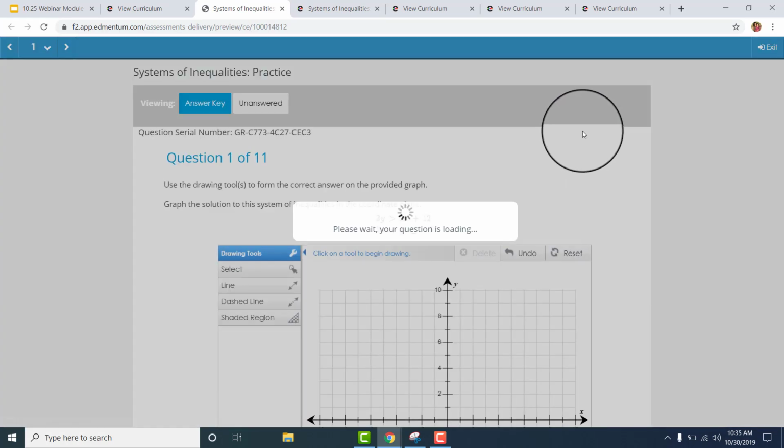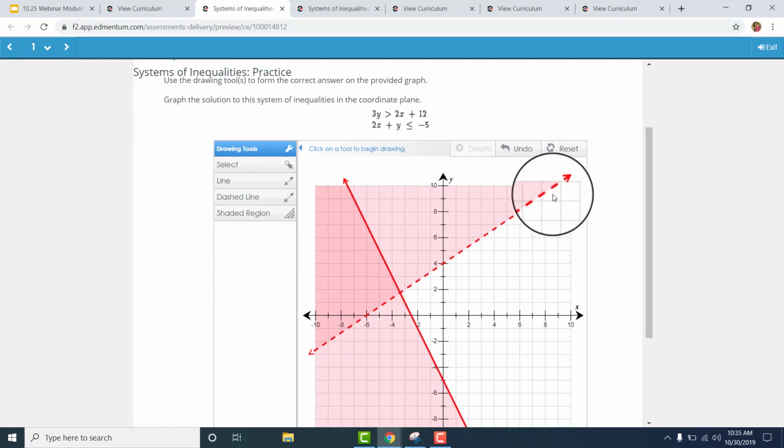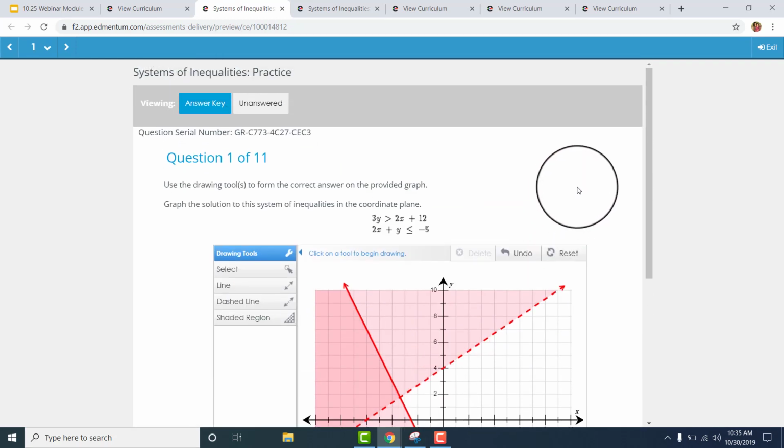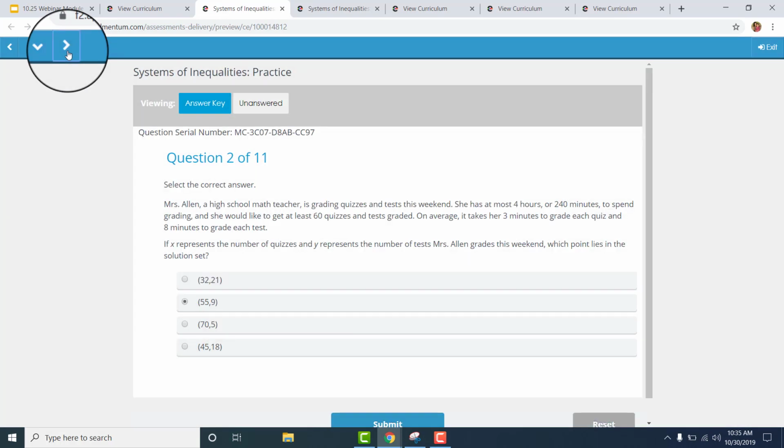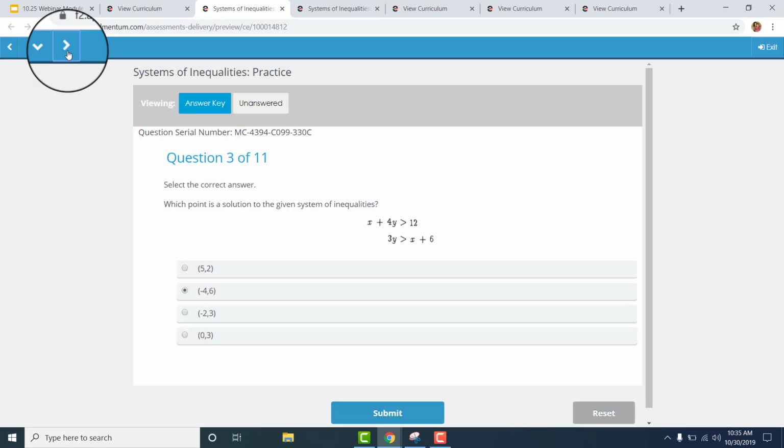This practice is questions parallel to those on the mastery test. This practice is not graded. However, students will see practice questions just like the questions they will see on the test.